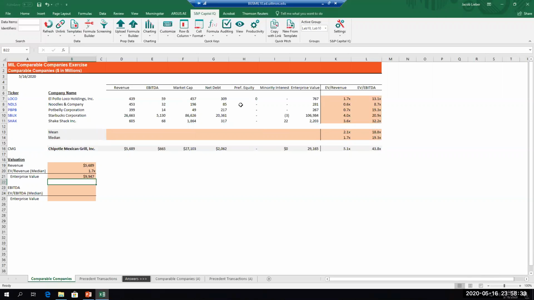So just based on the median EV to revenue multiple, Chipotle should be trading right around $10 billion. However, it's currently trading at $30 billion. So you can see that based on just a revenue multiple valuation, it's extremely, extremely high. And this would definitely lead an interested investor towards the path of thinking that maybe Chipotle may be overvalued. Next thing we're going to do is going to apply EBITDA and the EV over EBITDA multiple.